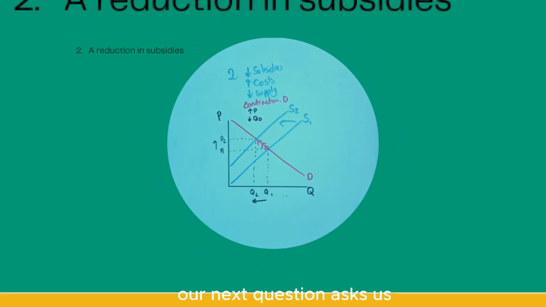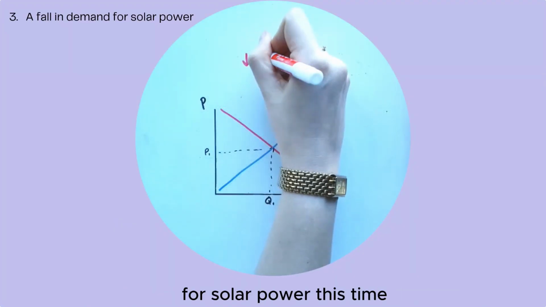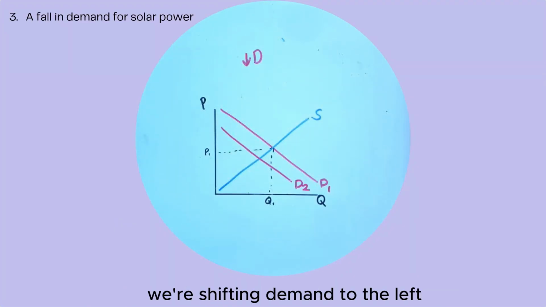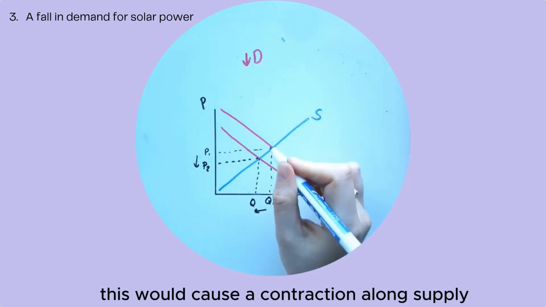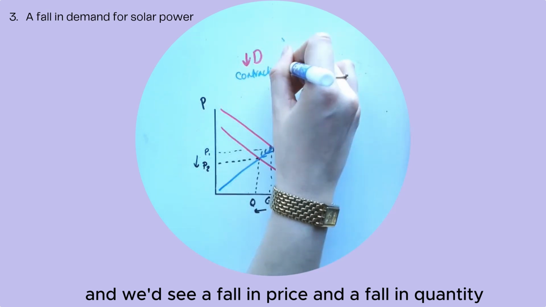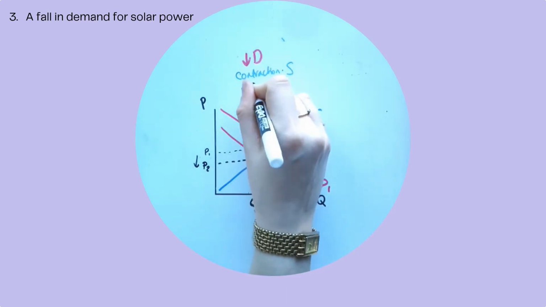Now, our next question asks us what would happen if there was a fall in demand for solar power. This time we're shifting demand to the left because we're showing a reduction. This would cause a contraction along supply and we'd see a fall in price and a fall in quantity.